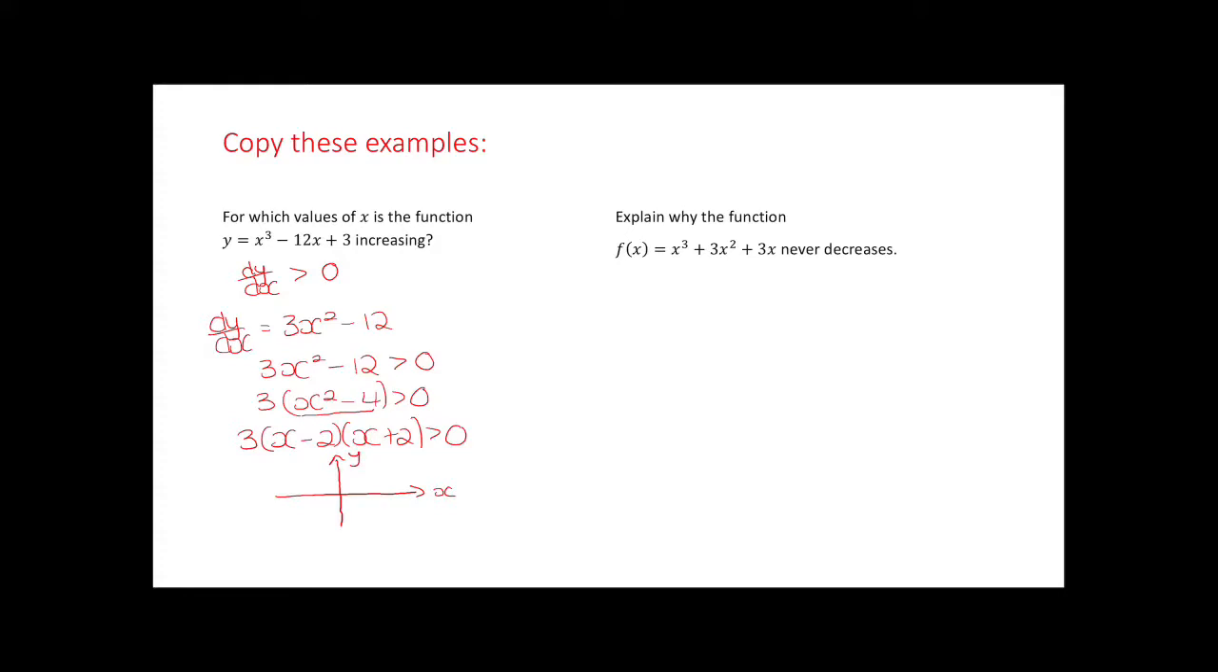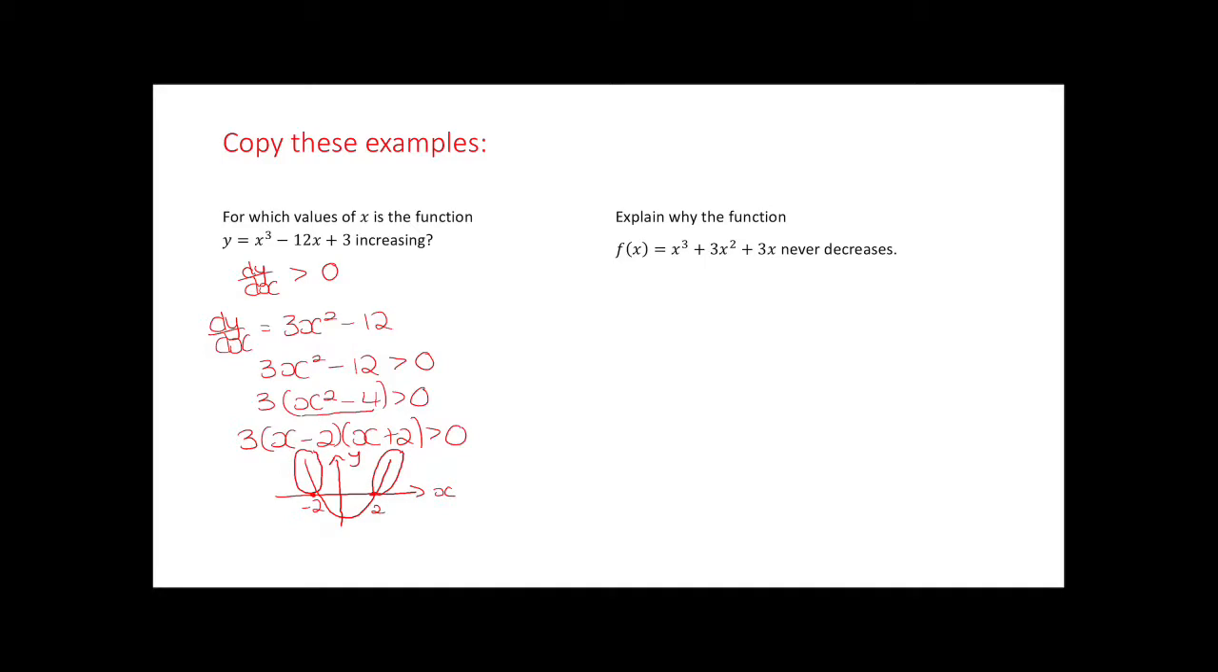So we've got our x and our y. Our roots here would be negative 2 and 2. We have a positive x squared, which means that it's a minimum turning point. So it looks like this. So we're looking for where this graph is greater than 0. It's greater than 0 here, and it's greater than 0 here.